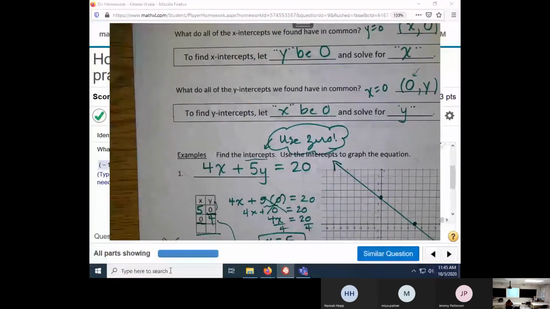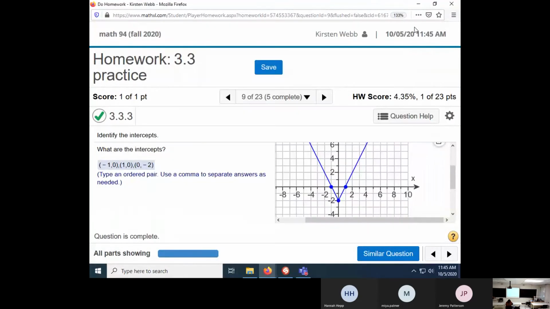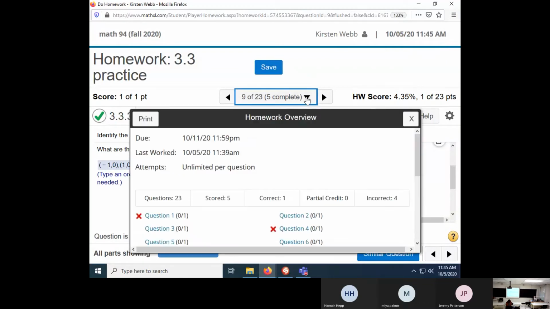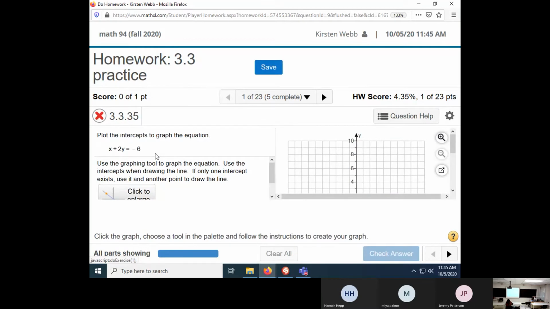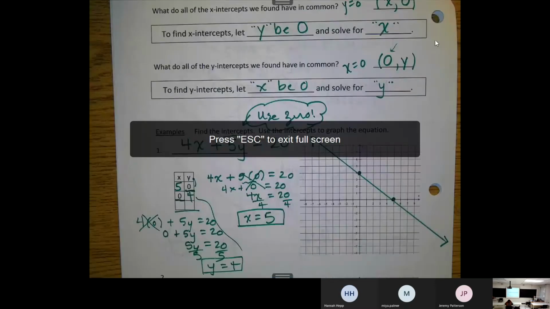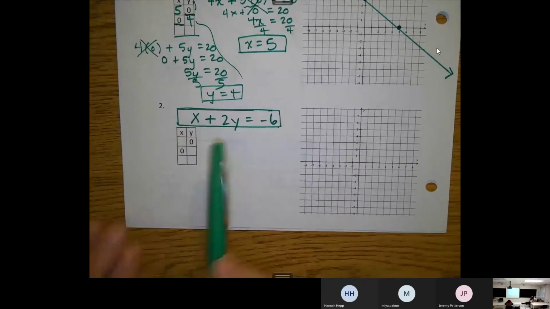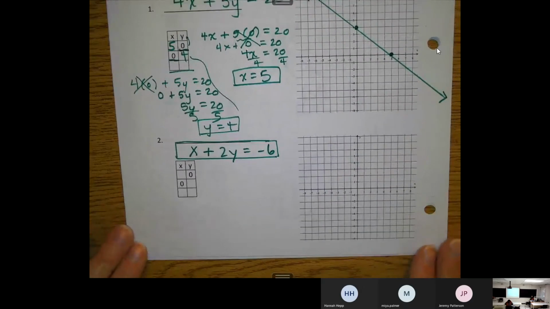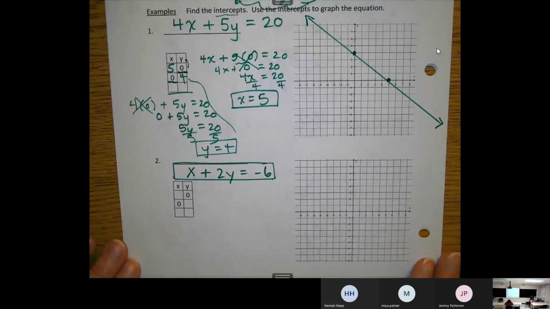Let's use a homework question for our next example. So there where it says example number 2, let's try this one. x plus 2y equals -6. So your turn to try it out with x plus 2y equals -6. You want to find the intercepts and then use those points to graph the equation.